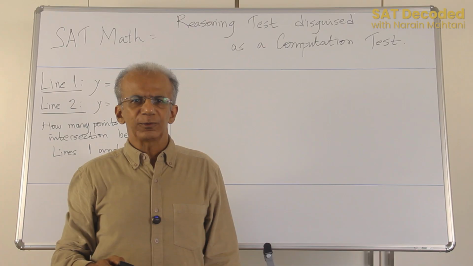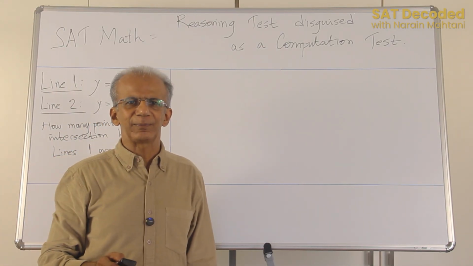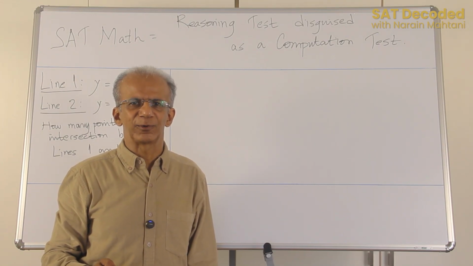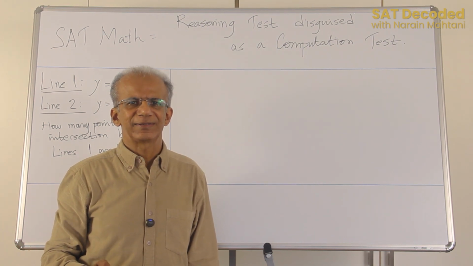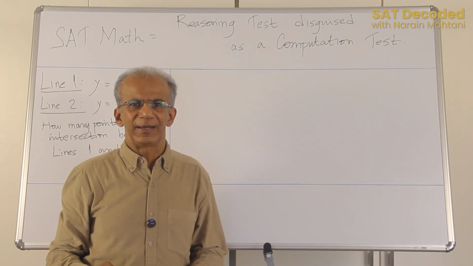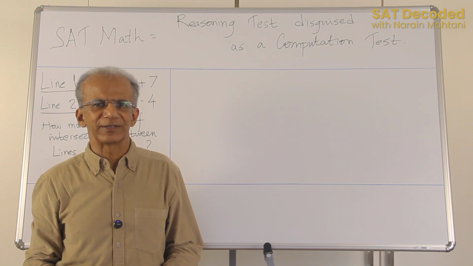Now, a student who sees this question and reaches for computation will likely attempt to solve the two equations simultaneously. She'll set 3x plus 7 equal to 3x minus 4. She'll subtract 3x from both sides and she'll end up with 7 equals -4, which makes no sense at all. And now she's confused, she's lost time, and she's lost confidence.